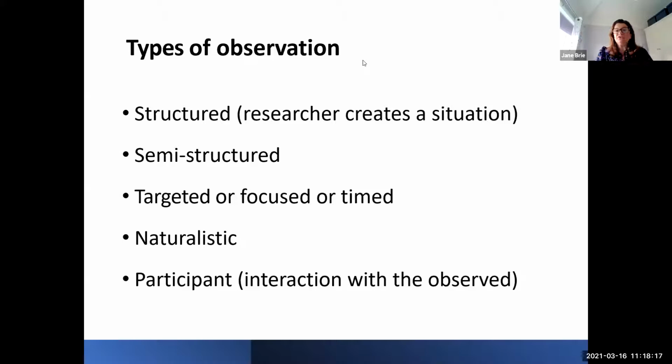It could be semi-structured, so it could be that an area is set up, or that provision is made for a child, but then it's not quite as focused. There might be an aim without a very focused context, or there could be a focused context and then what's going on is not as structured. It could be focused or targeted, or a timed observation as well. And again, these could relate to research, and they can relate to practice.